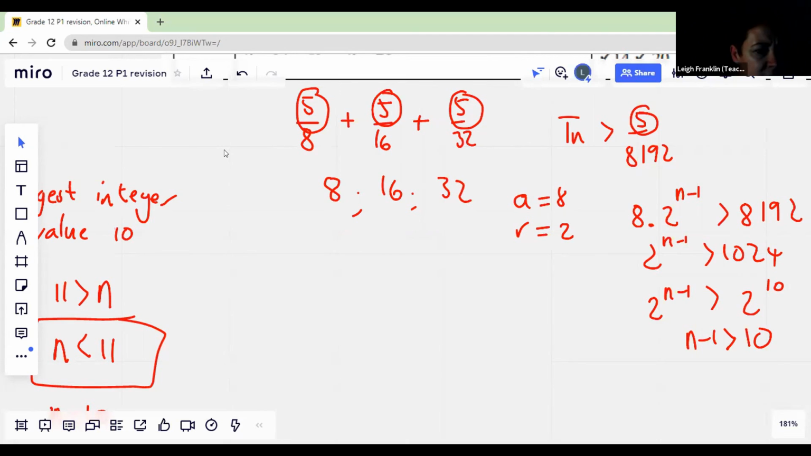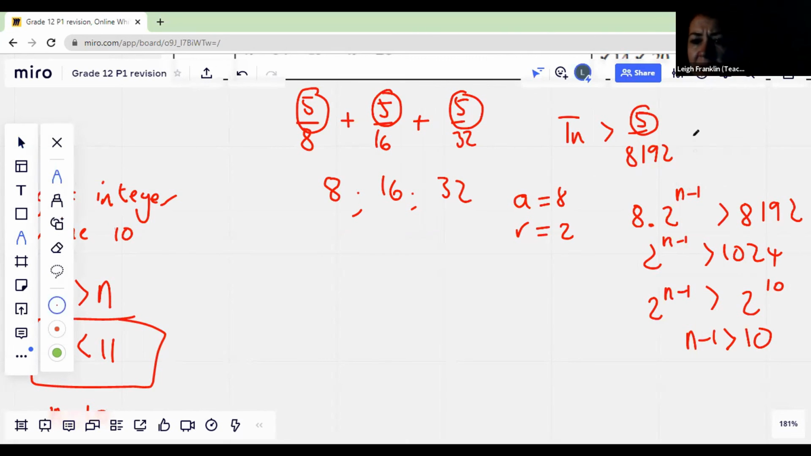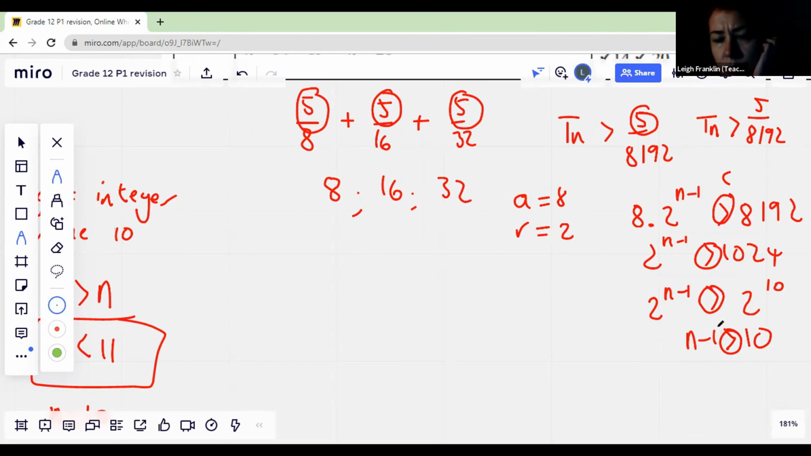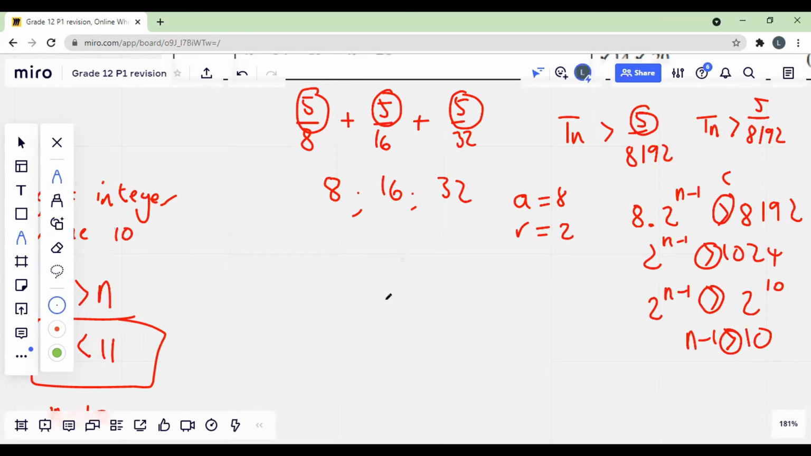It just confuses me a little bit. I don't understand why the sign is the other way around, because they had said for which Tn was greater than 5/8192. Then in the memo's answer, they have changed this from being greater than to being smaller than. So your sign swaps around when you divide by a negative. Yes, but I don't see where we divided by a negative. I don't see where we divided by a negative either. That's why I can't understand why it's that way.